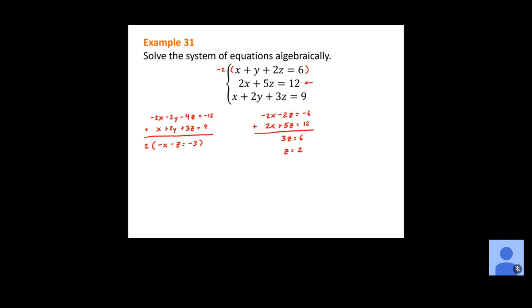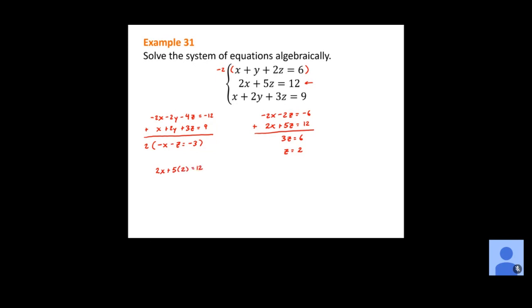Okay, now that we have our z value, now we can do what? Okay, good. Plug it in somewhere. So where are we going to plug it in so that we can find the value of another variable? That second equation works, right? So the 2x plus 5z, so we'll go with that. So we've got 2x plus 5 times 2 equals 12.